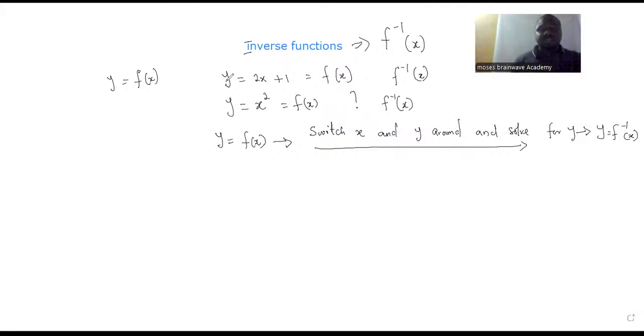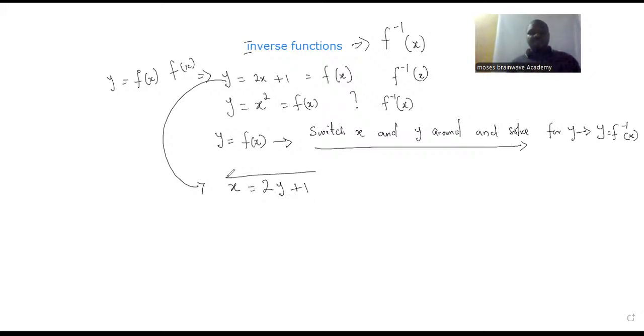So for instance, if I take this particular function down here, I have my y equal to 2x plus 1. This is my original function, f of x. Good. Switch x and y. So simply, instead of y, I'm going to put x, is equal to 2 times, instead of x, y, plus 1. Fantastic. So I have done the first step over here. So all I need to do next is what?